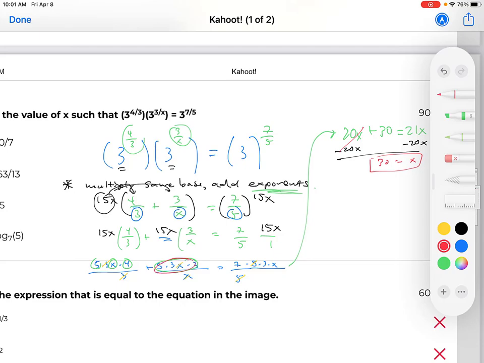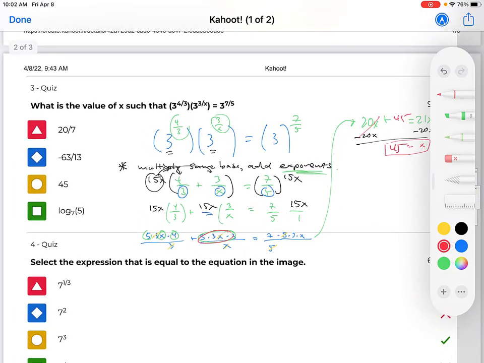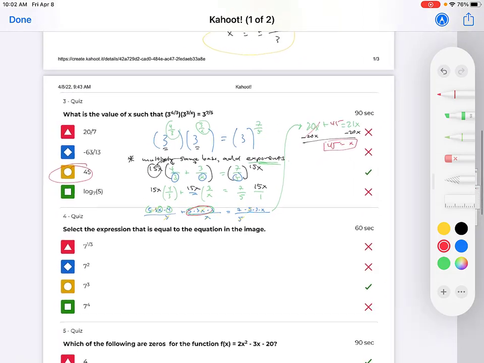Multiplied wrong down here. That should have been 45. Did you guys see that? So 45. And that's why the answer is this one. You can see it green checked on the far right.